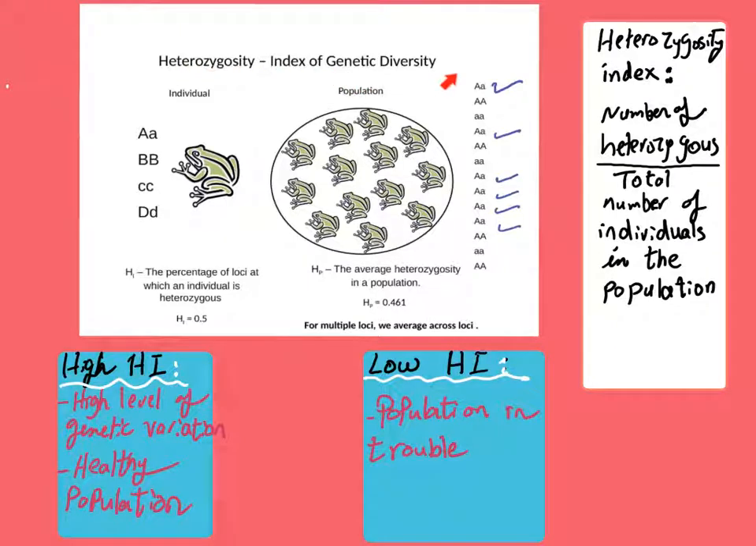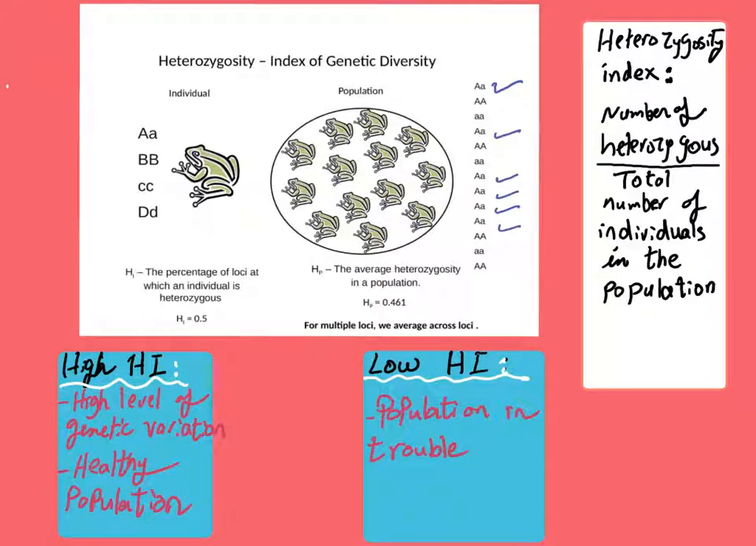Heterozygosity index of genetic diversity. We have an individual that lives in a population. If this is the proportion of the heterozygosity of all alleles in this individual, I can say that we have two heterozygous alleles out of 4. So the heterozygosity index here equals 0.5. The percentage of loci at which an individual is heterozygous is 0.5.